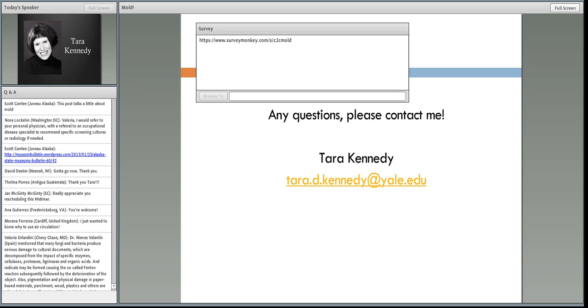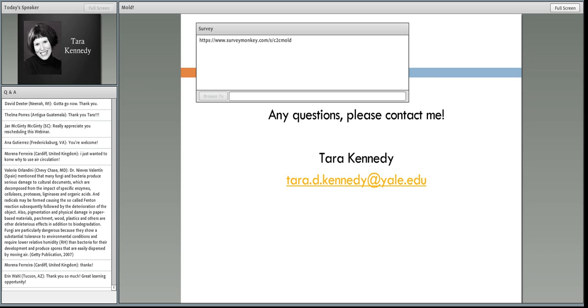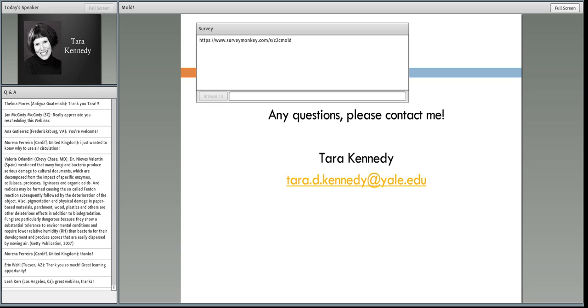She did have a follow-up in here. She was just curious as to why you would use air circulation. Okay. Essentially, air circulation is one component that will help. It's not going to totally get rid of mold or anything like that. It's one of the four factors that I mentioned that mold likes in general. Air circulation will help as one of the components to prevent mold from happening, essentially, is what that means. If that answers your question, hopefully.